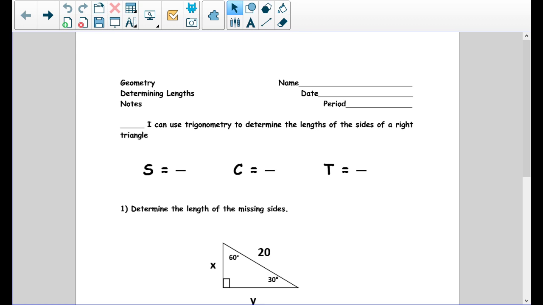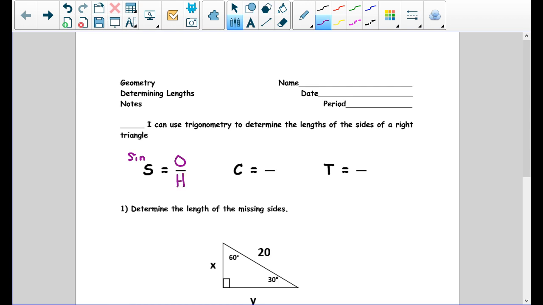What is sine? Sine is what over what? O over h, opposite over hypotenuse. Cosine is what? Adjacent over hypotenuse. Tangent is what? Careful. Opposite over adjacent. Okay? We're using the same things we did last week. That's why it was important that you understood those ratios.